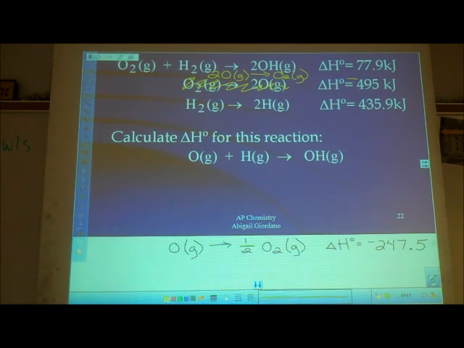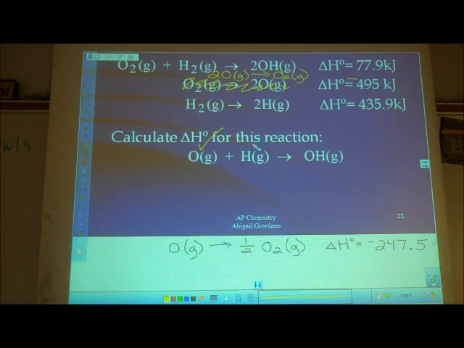Okay? So, would you all agree that from my mini equations, O gas is on the correct side and it has the correct coefficient? Are we in agreement? Okay, I'm going to put a check mark over this one.